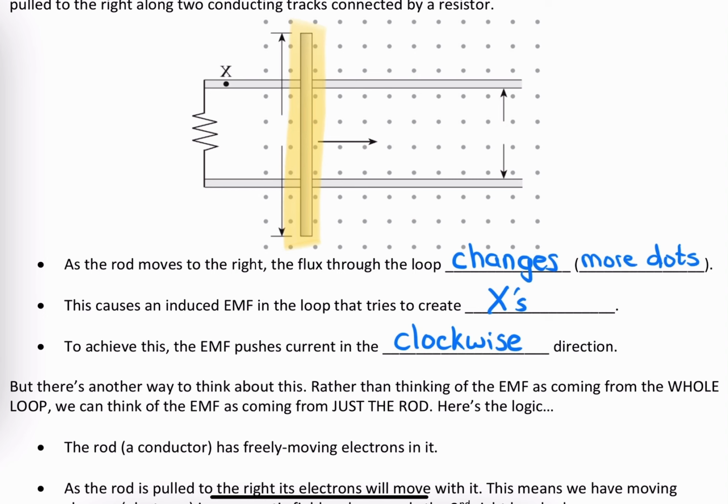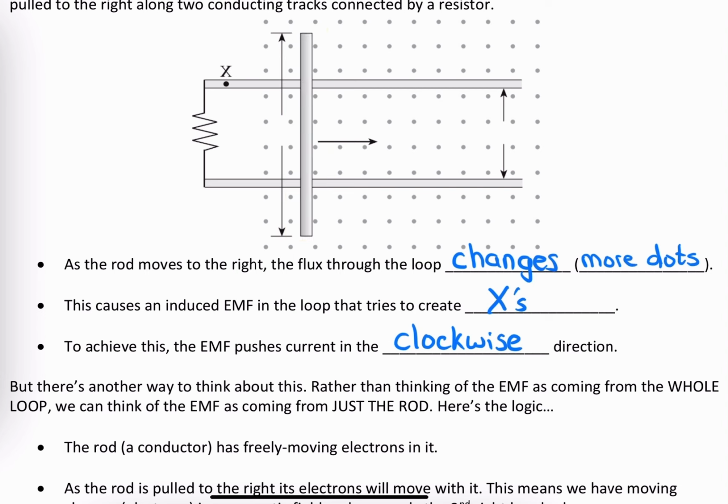It can be a little weird to think about EMF as being generated everywhere in the circuit magically by this change of magnetic field. It can be a little more satisfying to think of the EMF as coming from one place in the circuit. In this case, I'll show you how you can think about the EMF as coming from that rod.